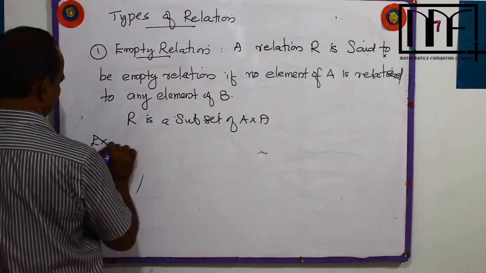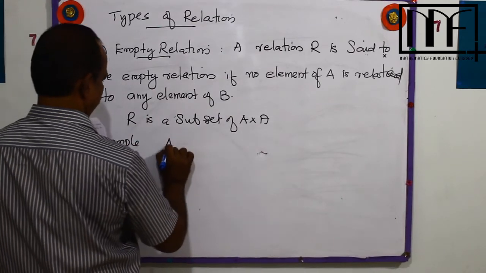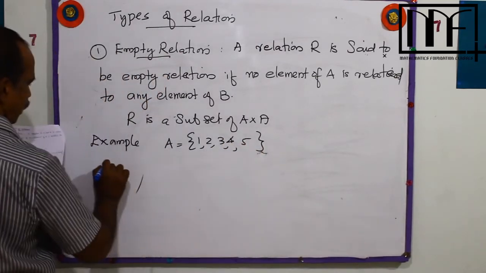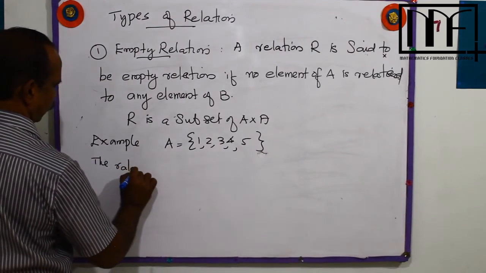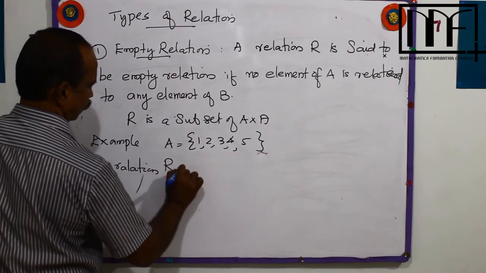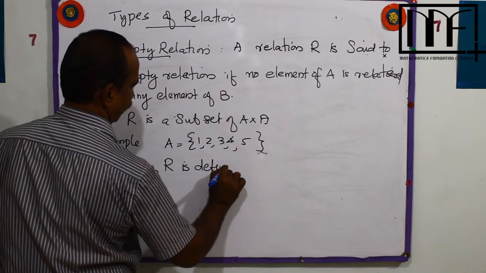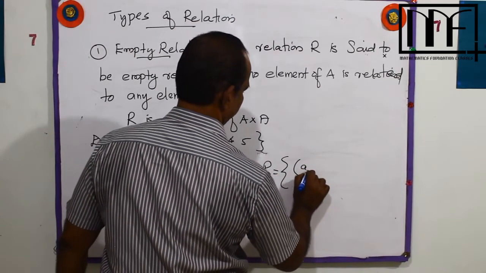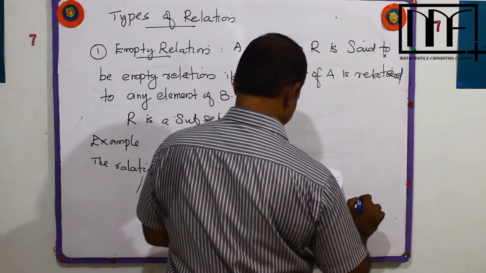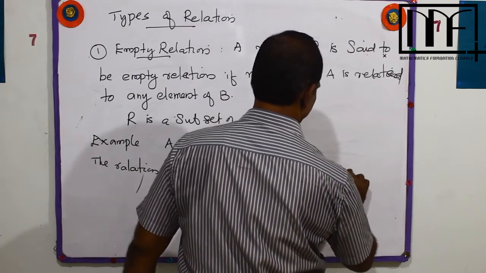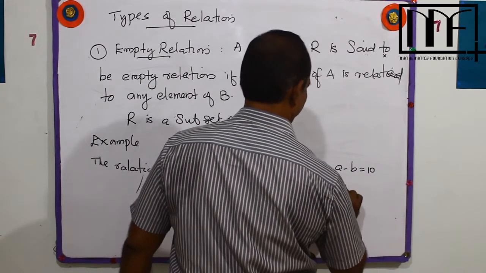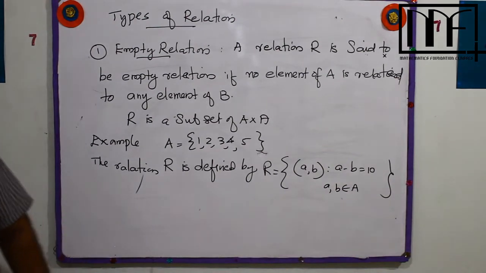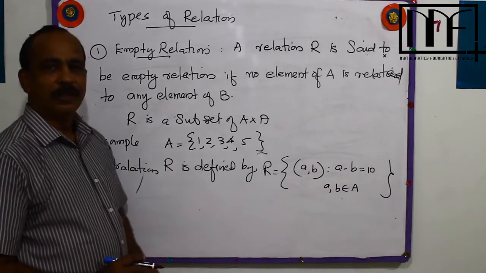For example, A is equal to 1, 2, 3, 4, 5, and the relation R is defined by R is equal to the set of ordered pairs a, b such that a minus b is equal to 10, where a and b both are elements of A. So this is the definition of the relation, and we have the set A equal to 1, 2, 3, 4, 5.